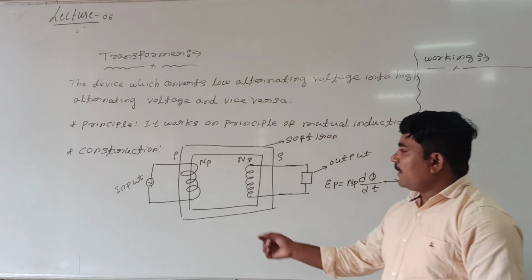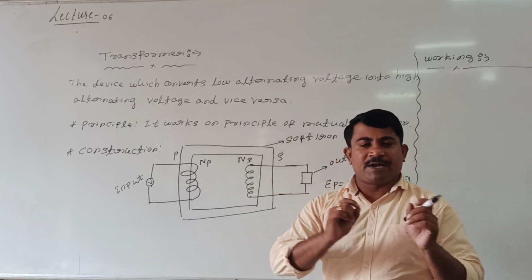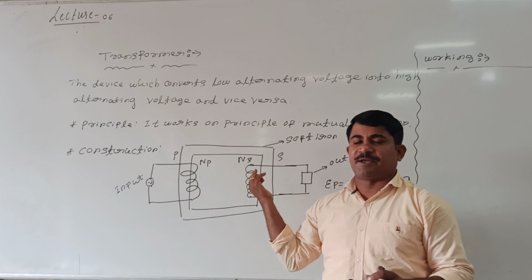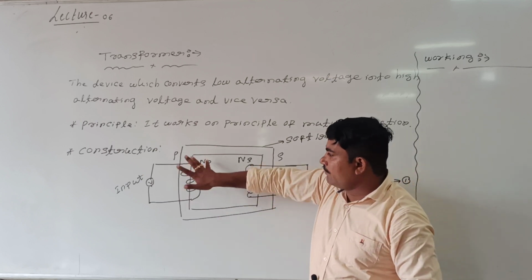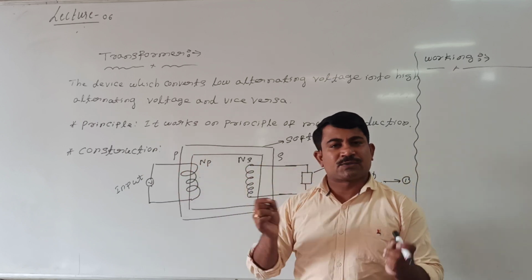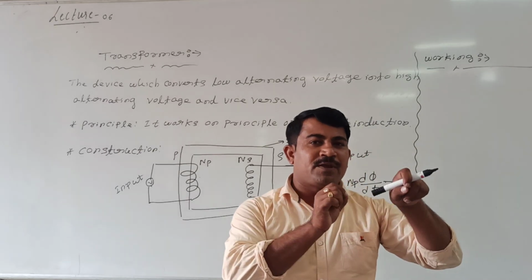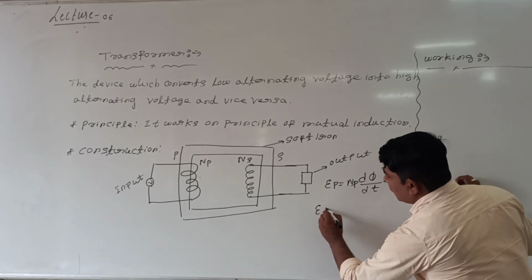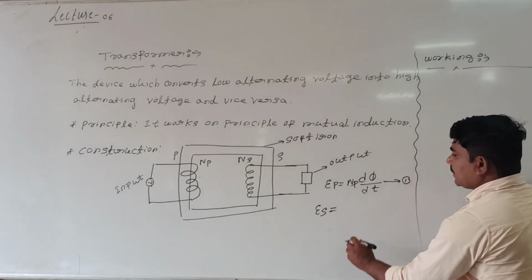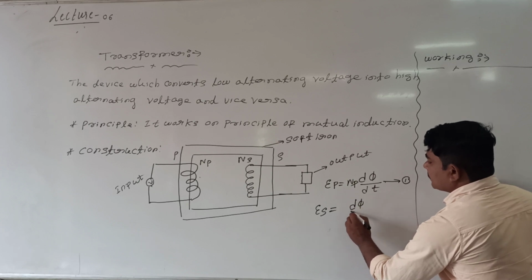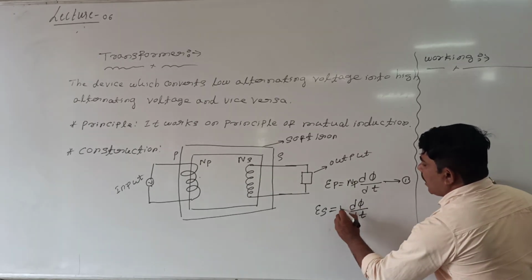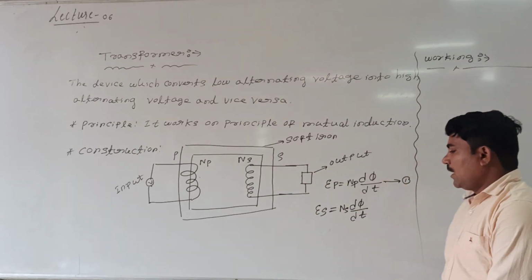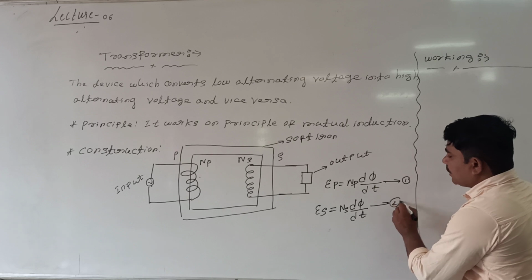Right? But whenever the current in the primary coil changes, the magnetic flux produced around the primary coil is linked to the secondary coil. Due to the changing magnetic flux linked to the secondary coil, an EMF is induced in the secondary coil. How much EMF is induced in the secondary coil? ES EMF is induced. Then according to Faraday's second law, ES is equal to NS into d phi by dt, where NS is the number of turns in the secondary coil. Now I can take this as equation number 2.